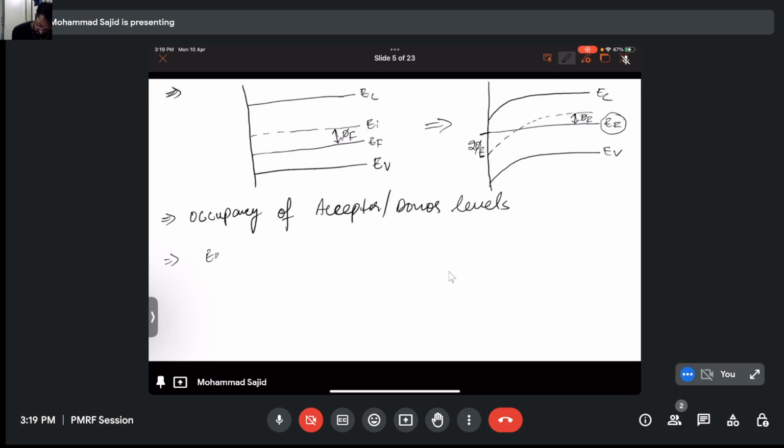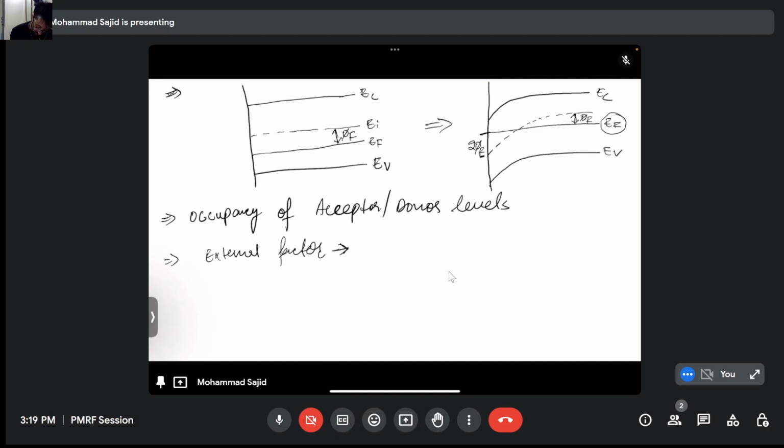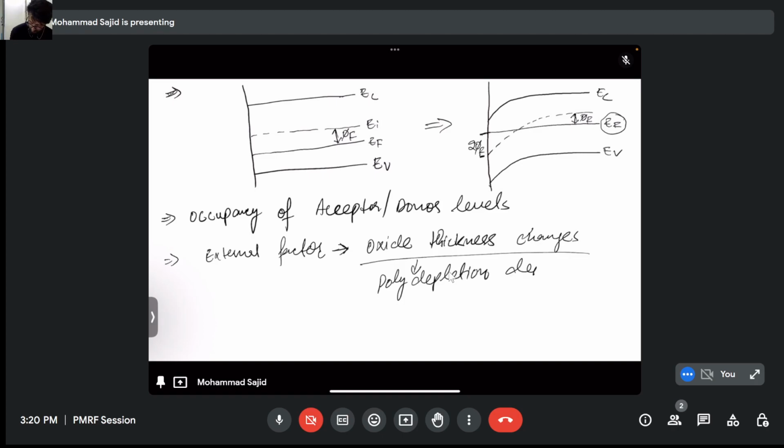Another external factor is, let's say you have, that you may not have studied those effects. That's called, let's say, initial effective oxide thickness, with oxide thickness change. One of the effects is the poly depletion effect. If you are interested, you can learn about it, but it's not important currently. I'm just writing the list of what are the external factors.